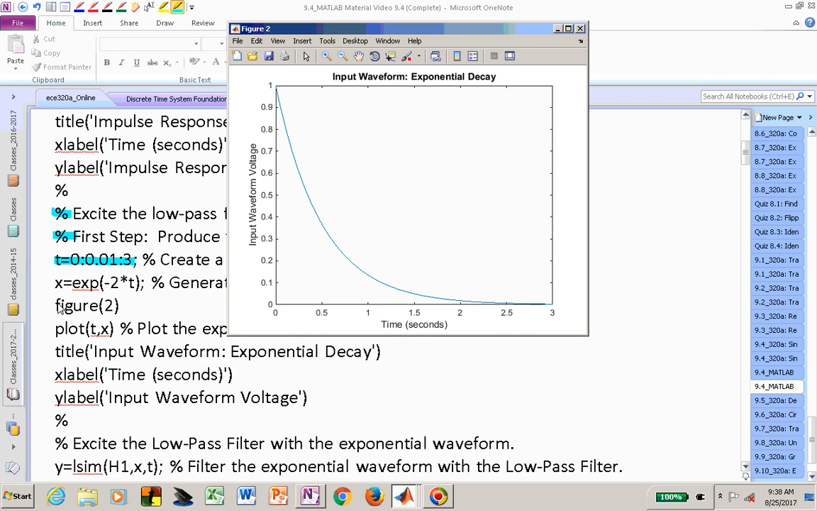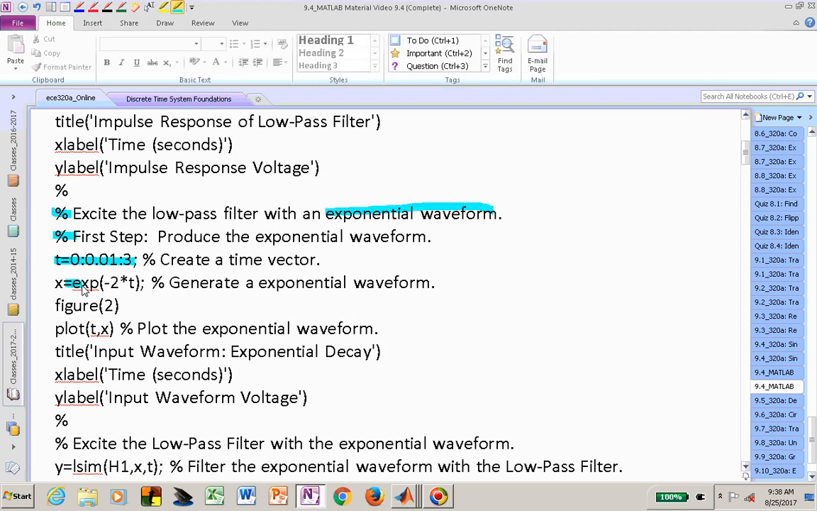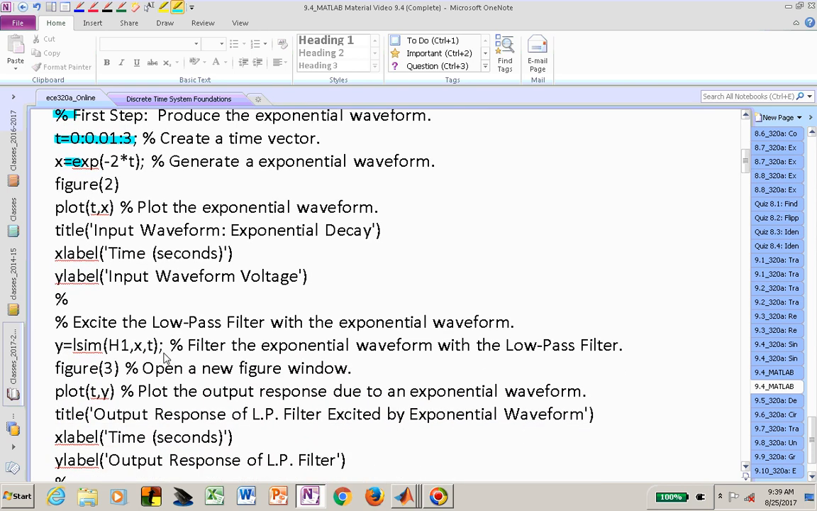We didn't change anything on the amplitude of that. It has an amplitude of 1. Then what we want to do is go ahead and apply that to the low-pass filter through the linear simulation function, LSIM. So we have the transfer function H1, the input, or how we're exciting it with X, and the time vector associated with that, producing an output Y. And you can see that I went ahead and followed that command with a semicolon so it wouldn't spit on the screen all of those data points for Y.